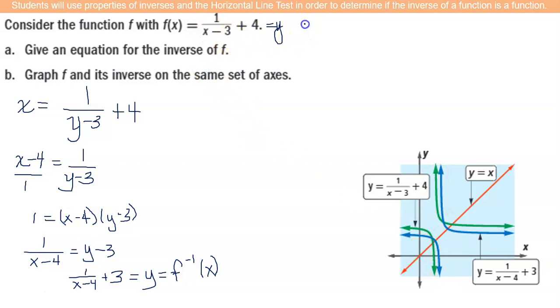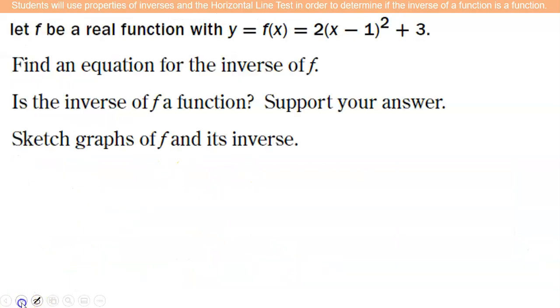Notice up here our asymptotes were x equals 3 and y equals 4. Now they are x equals 4 and y equals 3, because remember what we did: we switched our x's and our y's. So what used to be a horizontal asymptote at y equals 4 now is the vertical asymptote at x equals 4. So those reversed. So let's try another one.